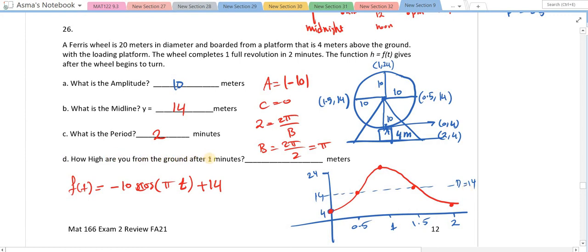How high the person is going to be after 1 minute. After 1 minute is right here. The person is going to be 24 meters high. And this is accurate because if you plug t is equal to 1 here, you're going to end up with negative 10 times negative 1 plus 14, which is equal to 24.